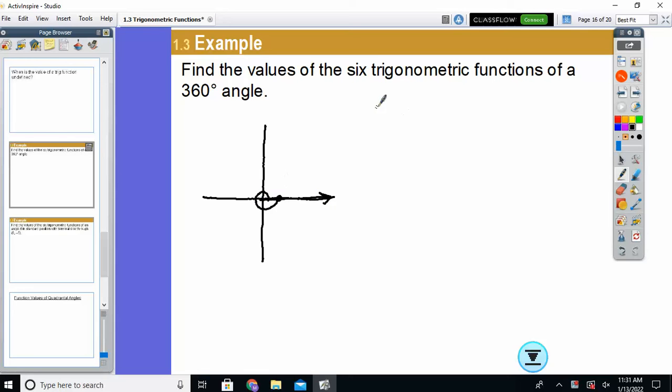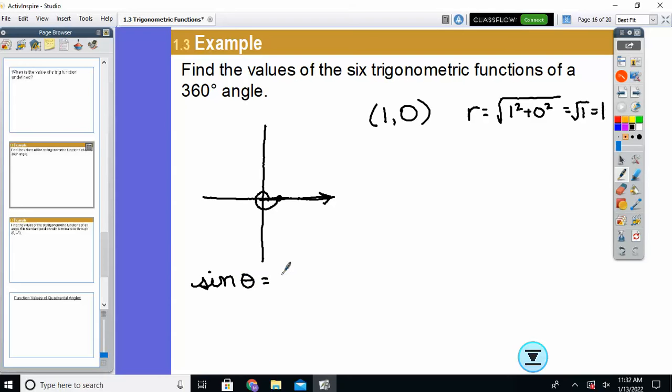Easiest point would probably be when x is just a positive 1, and since you're on the axis, your y value has to be 0. So then we can get r, the square root of x squared plus y squared. So you get the square root of 1, which is just 1. Then we can do our 6 functions. So sine of theta, we know the definition of sine is y divided by r. So 0 divided by 1 is 0.